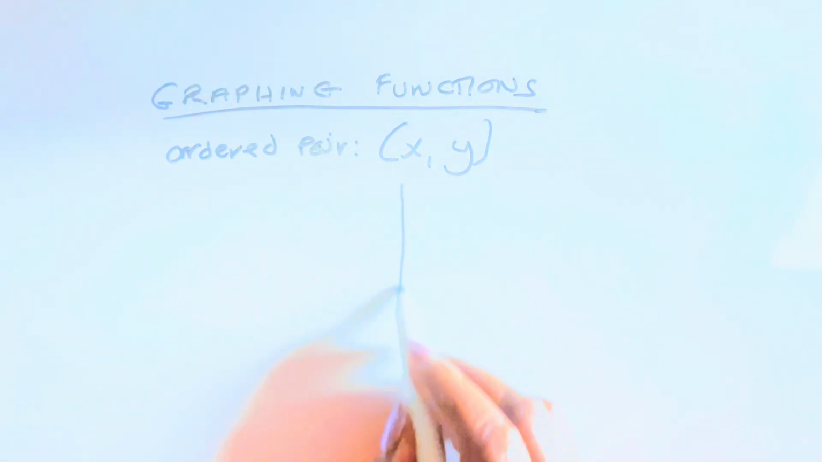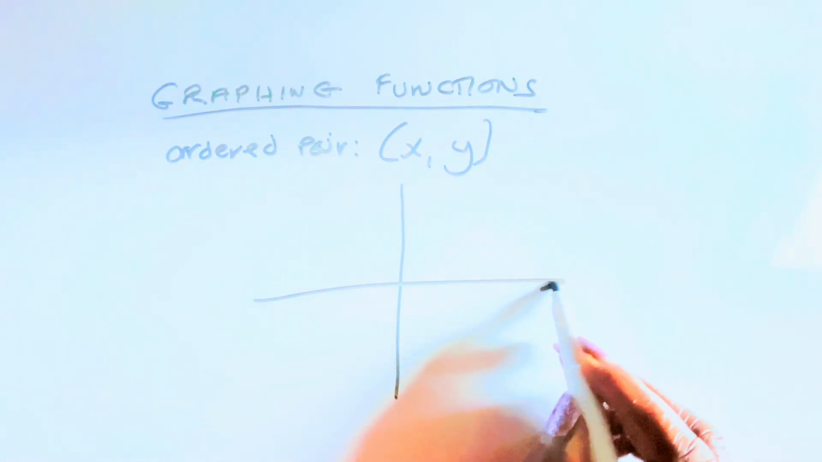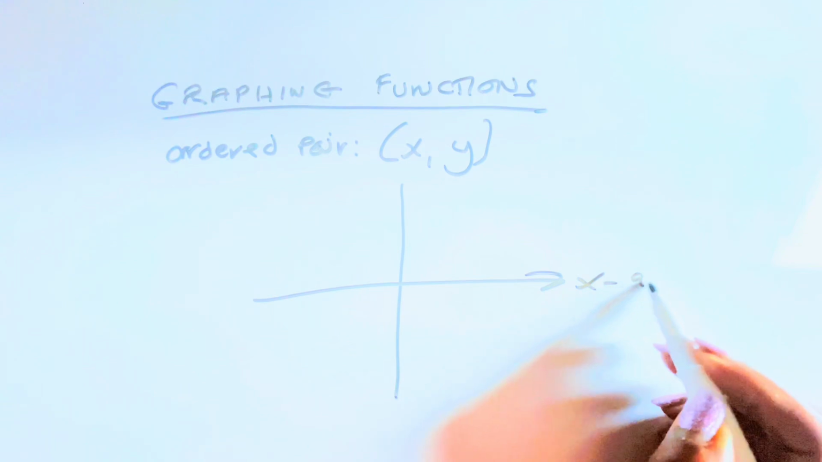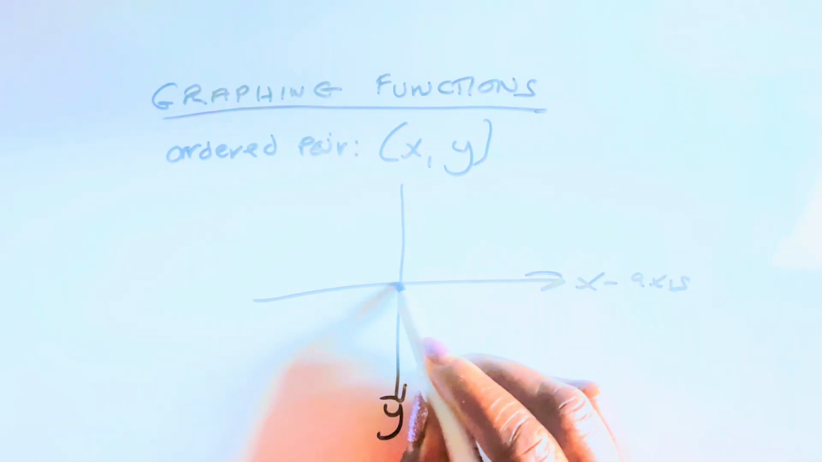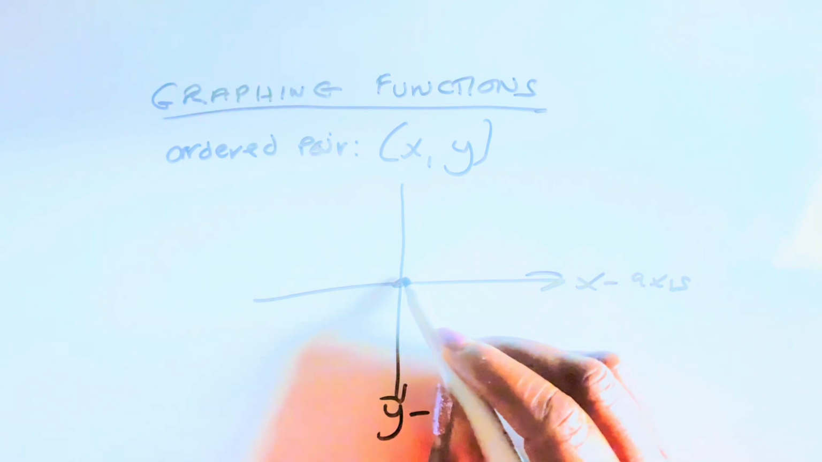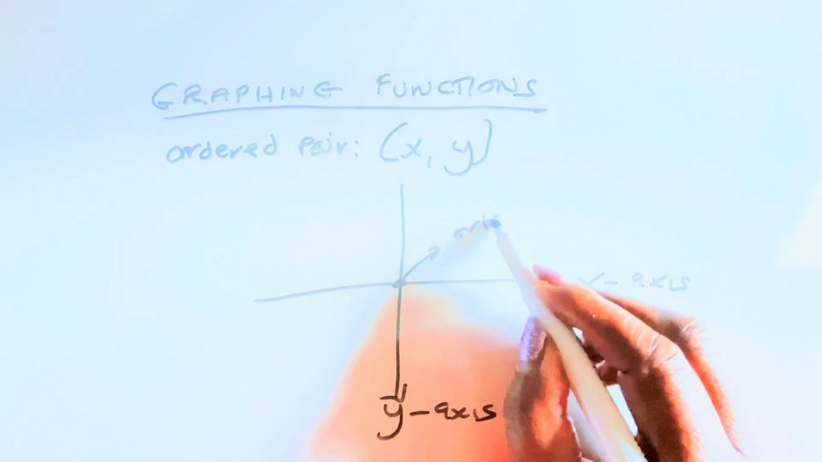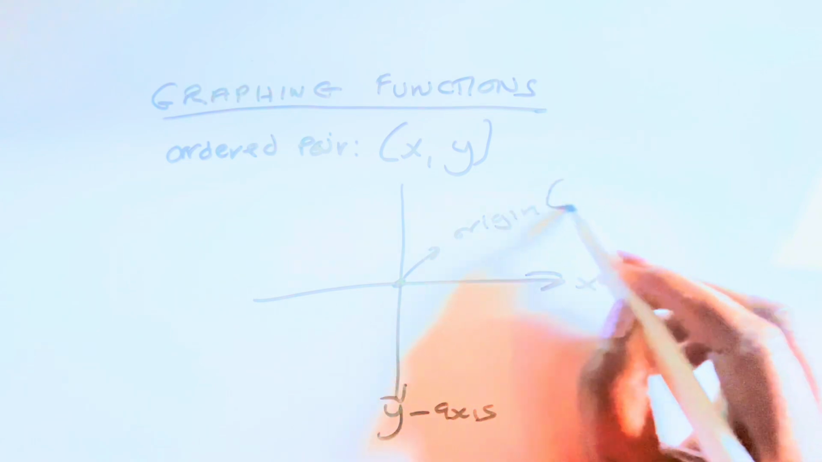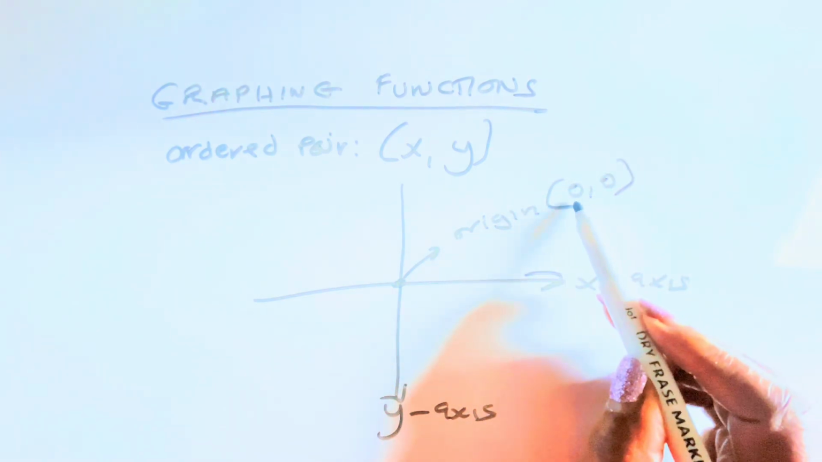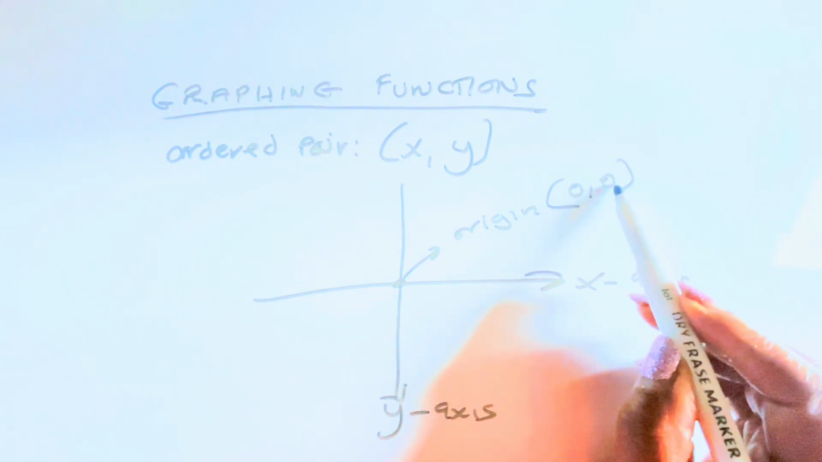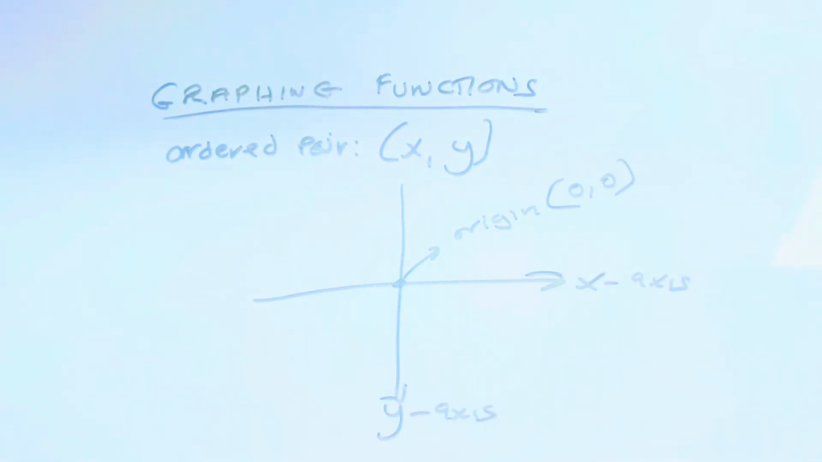And then we have our graph. This is the x-axis. This is the y-axis. The point here is called the origin, and it usually has points 0, 0. The x value is 0, the y value is 0, and it's called the origin.